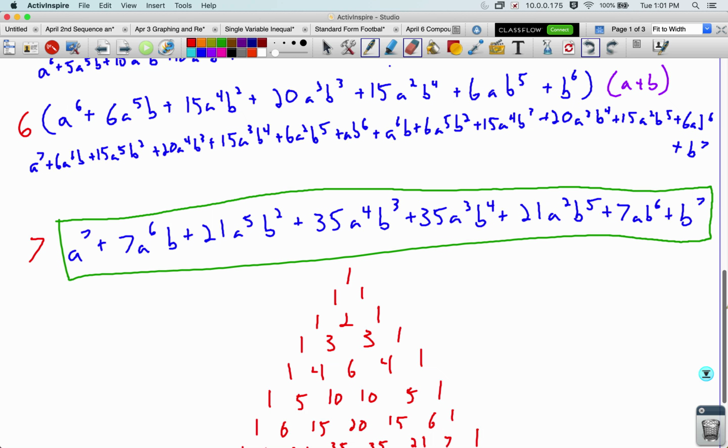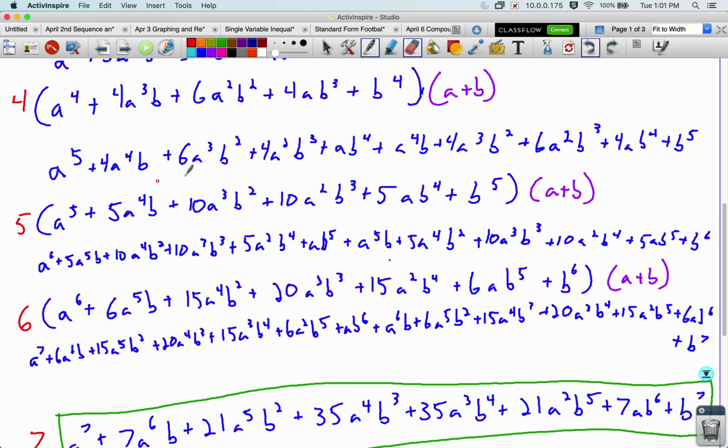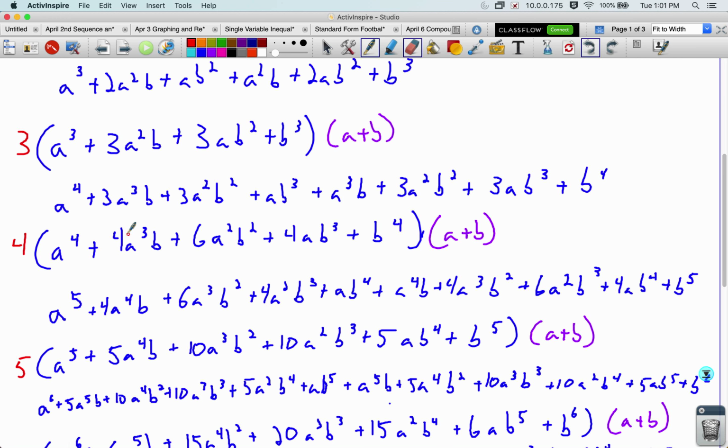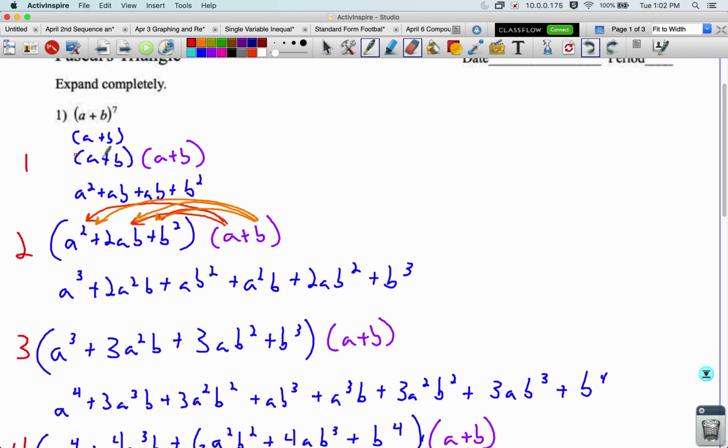Let's look at the coefficients of a plus b to the 6th. 1, 6, 15, 20, 15, 6, 1. And the 5th row has coefficients 1, 5, 10, 10, 5, 1. And the a plus b to the 4th, 1, 4, 6, 4, 1, 1, 3, 3, 1, 1, 2, 1, and just a plus b is coefficients 1, 1, just like the first row of Pascal's triangle, the 1, 1. And then we get the 1, 2, 1, and then this is our 0th row.